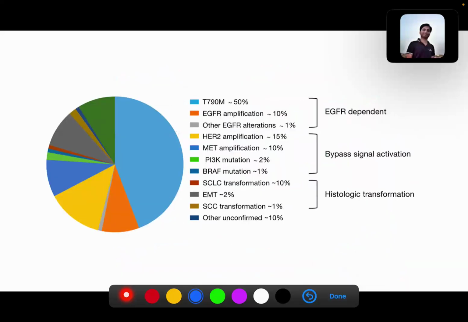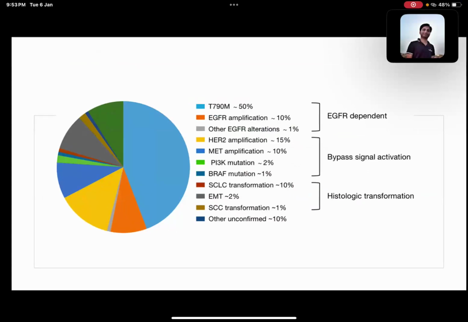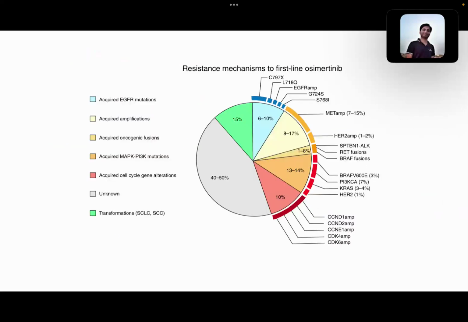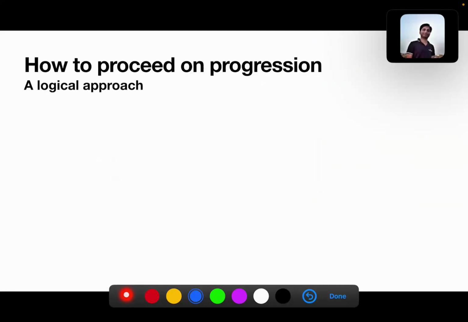So you can see here, the mutation profile is different post first, second generation TKI. Like I said earlier, 50 to 60% of patients have T790M mutation. That's the most common mutation. But unlike that, post third generation osimertinib, the mutation profile is different. You can see over here. So you have C797S mutations and MET mutations, which are most commonly seen.